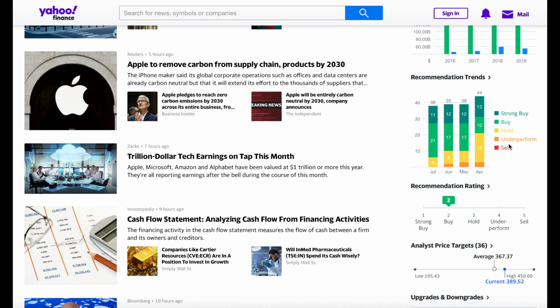Obviously, if it's sell or underperform, these are bad areas. Sell usually means that the company is having a lot of trouble. It's really hard to get a sell rating. And if you have a majority of analysts saying sell, it's probably time to get rid of that stock, just to be on the safe side.